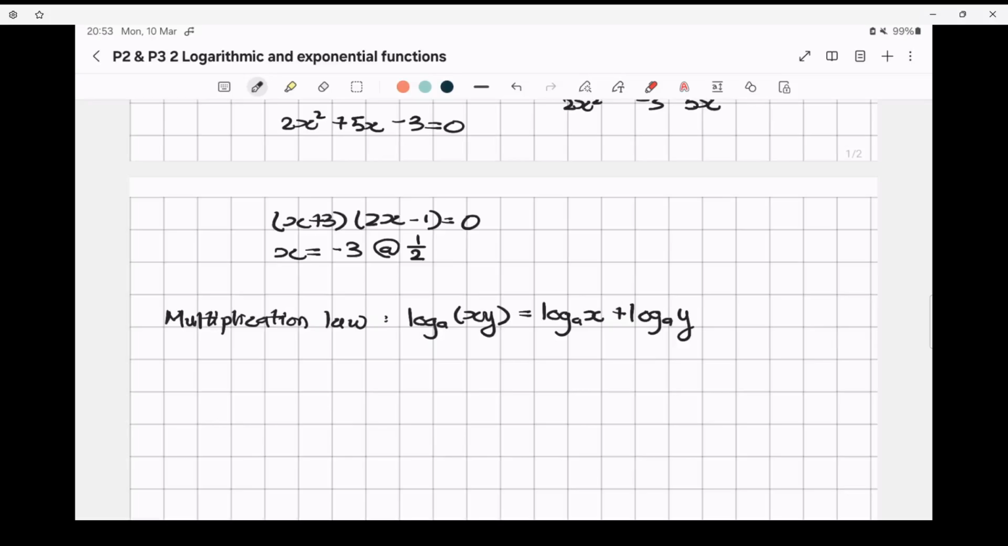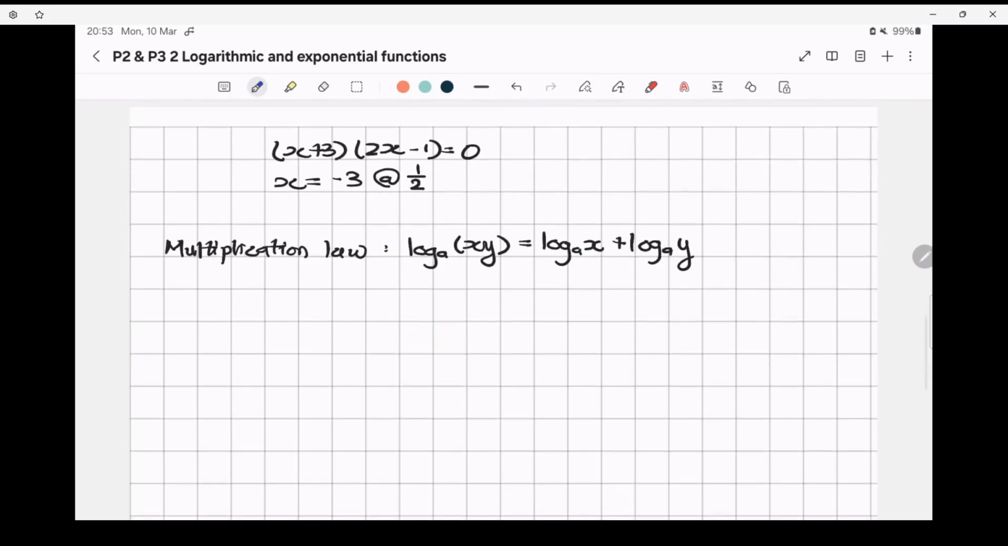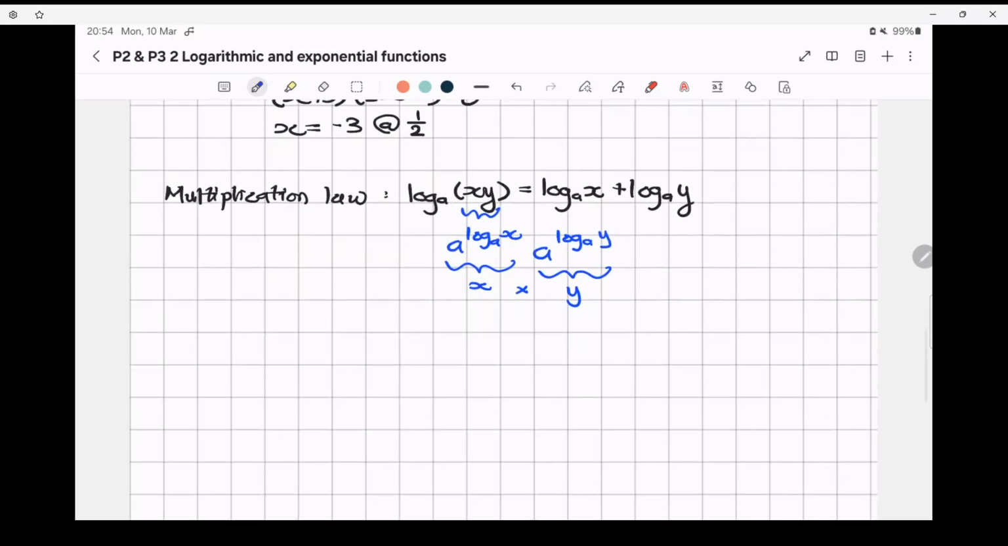So essentially, how do you prove this? You can make use of the definition as before. So in this case, what is your xy over here? This can be written as a to the power of log base a x. So this gives us x, and then a to the power of log base a y. So this gives us y. So when you multiply them together, you get x multiplied with y.